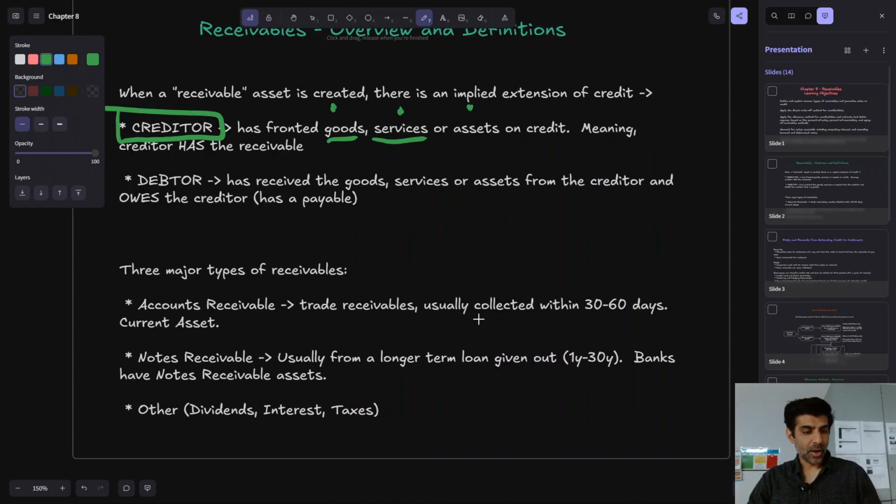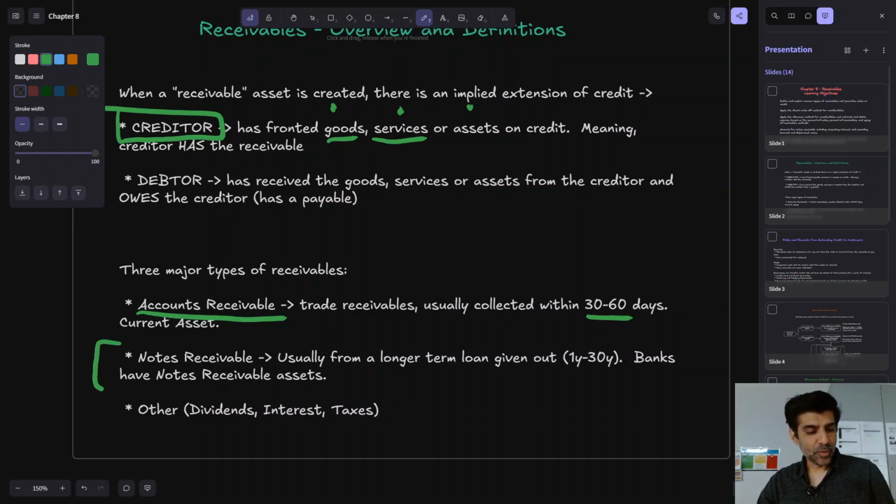Okay, so there are some major types of receivables. Again, accounts receivable. These usually are created through trade. So when you sell inventory to your customer, you're going to have a receivable potentially if they bought it with credit. If you provide services, if you're like a janitorial company and you clean your clients' bathrooms, they're going to owe you money, right? They're maybe not going to pay you cash every day, so you can have a receivable through that. And they're usually shorter term, 30 to 60 days.